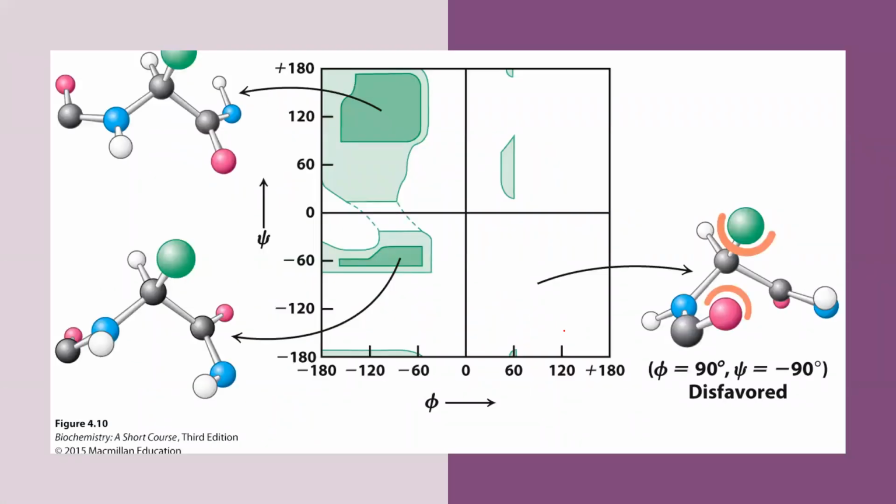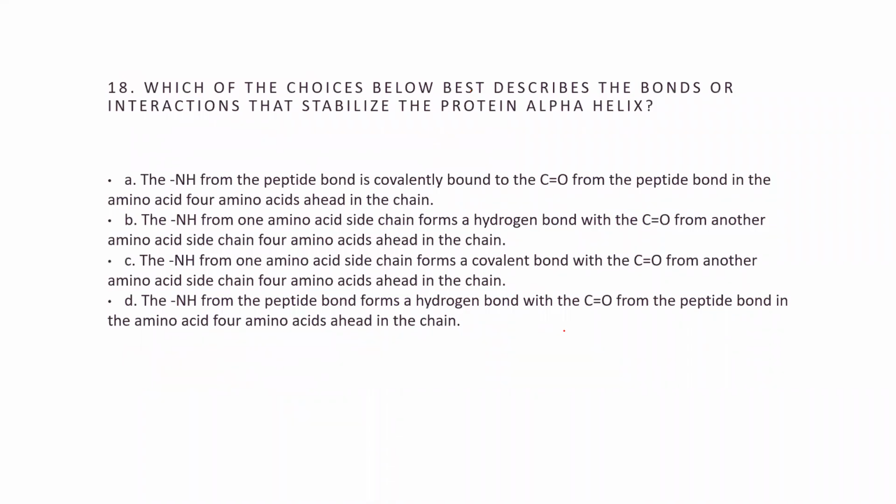Here's your Ramachandran plot. I already kind of went over this. So green means favored, and white means non-favored. Okay, and that's all you really need to know. Did you guys watch the YouTube video? It's kind of interesting. It was good. I would watch it. Okay, now back to the stuff. Which of the choices below best describes the bonds or interactions that stabilize the protein alpha helix?